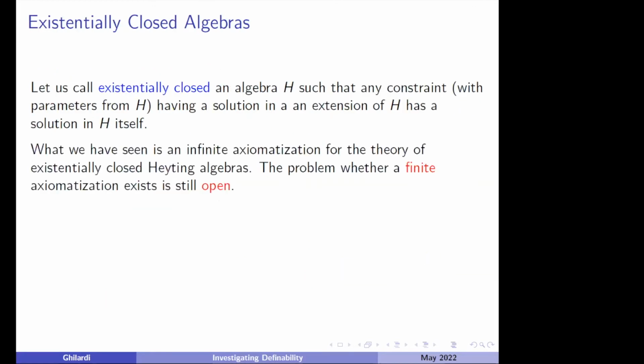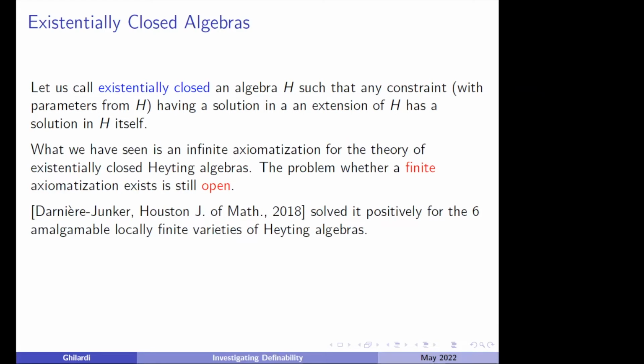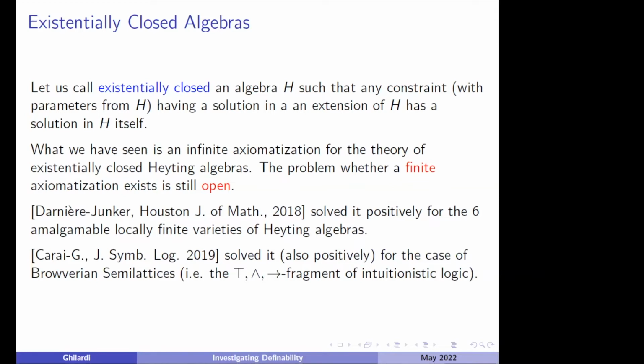Now, the big problem which is still open is whether a finite axiomatization of the existentially closed Heyting algebras exists. Darnière and Junker solved it for the six amalgamable locally finite varieties of Heyting algebras. Because when you have only a few varieties of Heyting algebras which are amalgamable, the existence of a model completion implies amalgamation. Two of them are not locally finite, and for these two the problem is solved. But for the locally finite ones, it has been solved by Darnière and Junker, and with my student Luca Carai we have solved the problem for the Brouwerian semilattice fragment, which is the disjunction-free fragment.